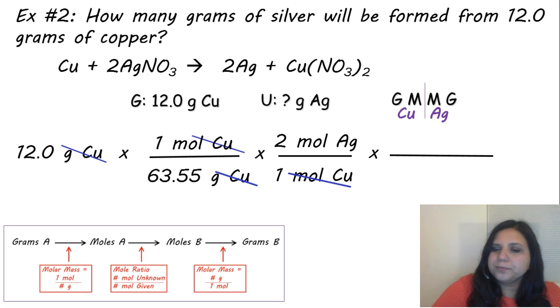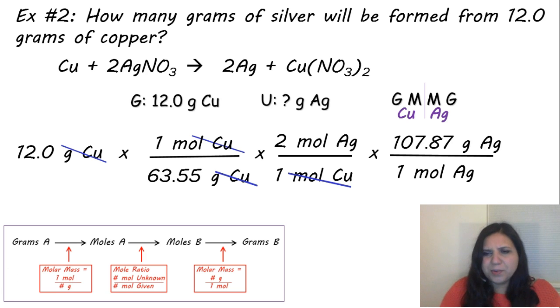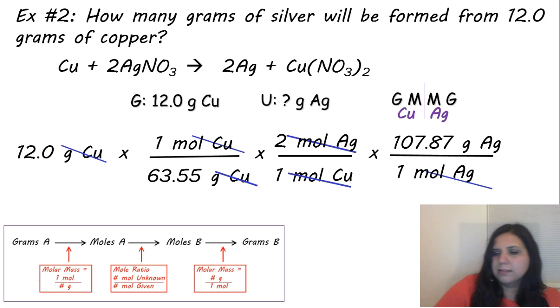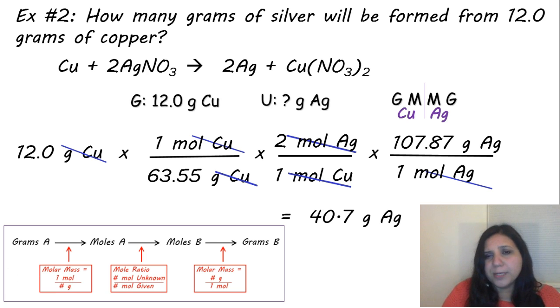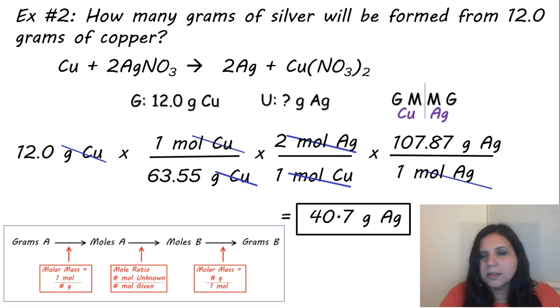1 mole of silver is 107.87 grams, and I just use the periodic table to find that. Then I'm going to do the math, and I get 40.7. That's because I needed 3 significant figures. I was limited by the 12.0 grams of copper. That's my answer. Hopefully stoichiometry is getting a little easier. Bring questions to class, please.